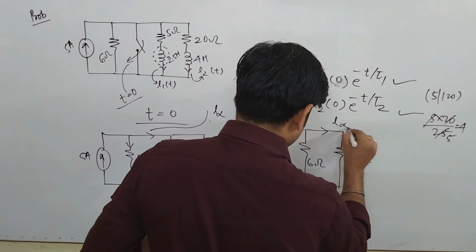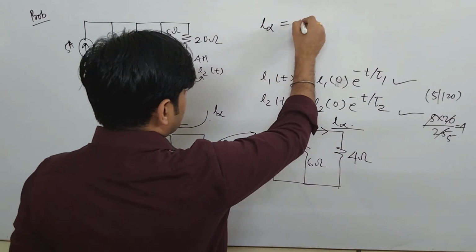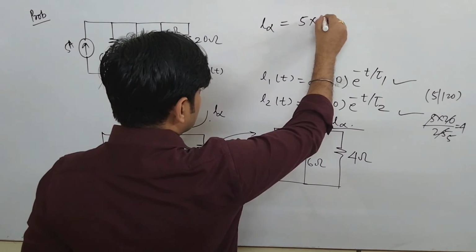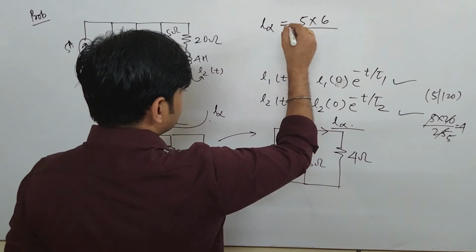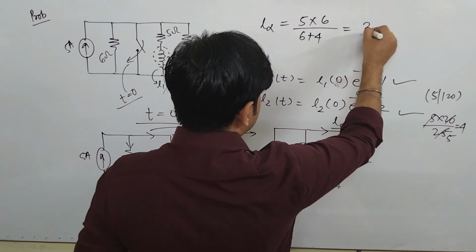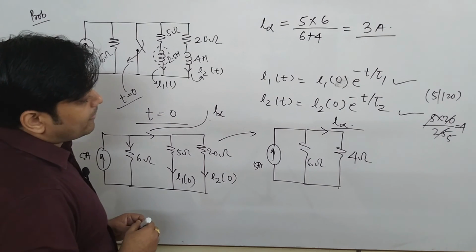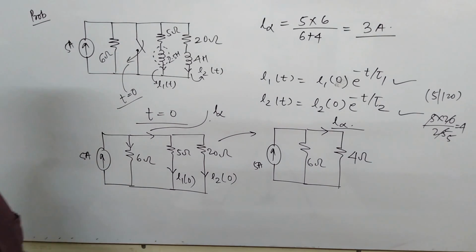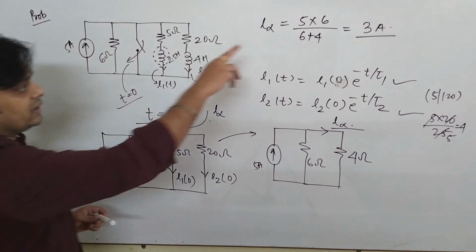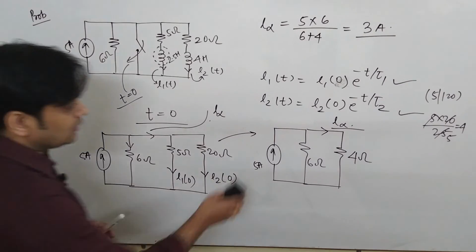I need to find the value of I alpha. I alpha is equal to 5 into 6 upon 6 plus 4. So that comes to be how much? It is 3 ampere. It means 3 ampere current is flowing: 30 upon 10 comes to be 3 ampere. So once you know the value of I alpha, 3 ampere, now you can find these values. Now please see.